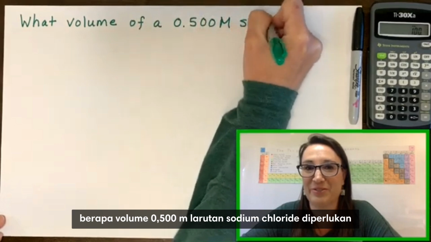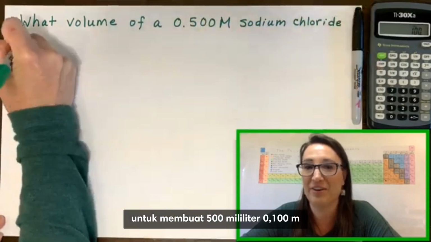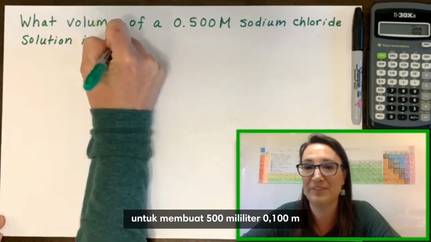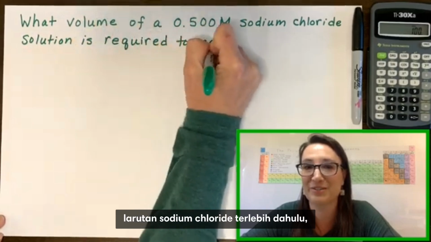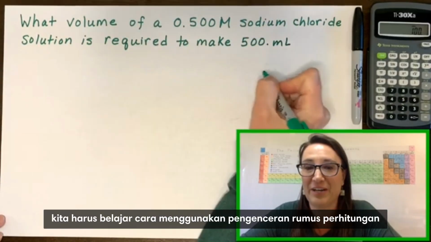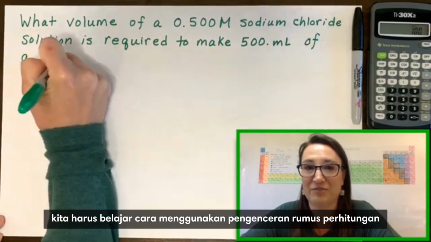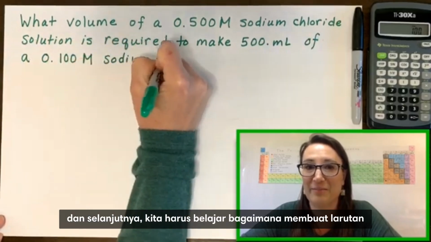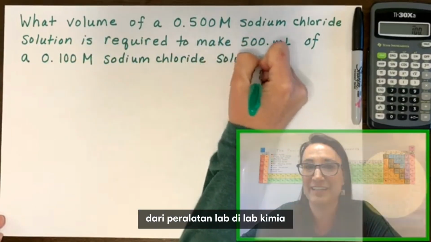What volume of a 0.500 molar sodium chloride solution is required to make 500 milliliters of a 0.100 molar sodium chloride solution? First, we have to learn how to use the dilution calculation formula, and next we have to learn how to make the solution from the lab equipment in a chemistry lab.